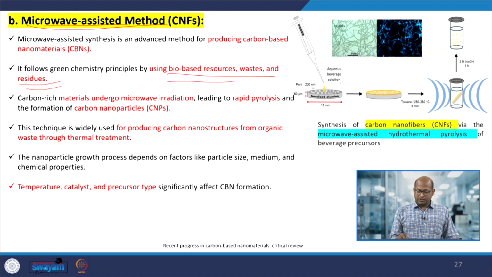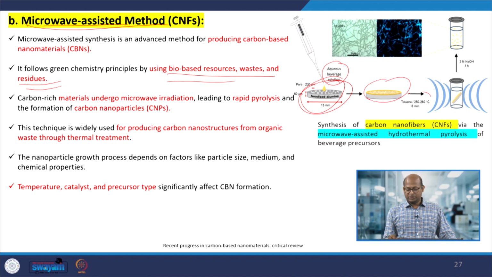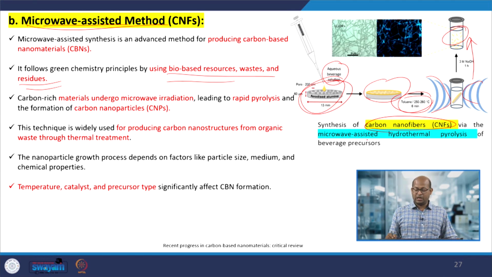Here, once anodized alumina was taken and aqueous beverage solutions were put in, and then that was treated at 200 to 250 degrees centigrade in the presence of toluene for 6 minutes. Then microwaves were passed through these particular solvents and mixtures, and then base treatment was done, and carbon nanofibers were prepared by microwave assisted hydrothermal pyrolysis.